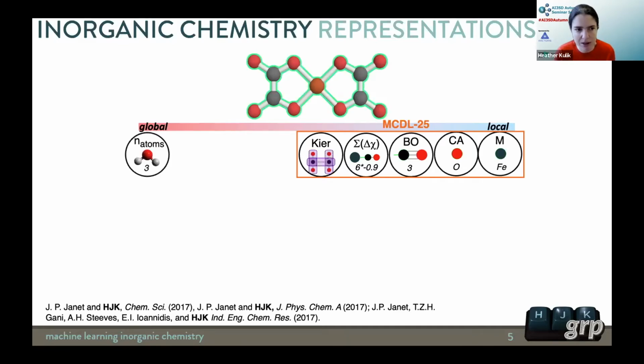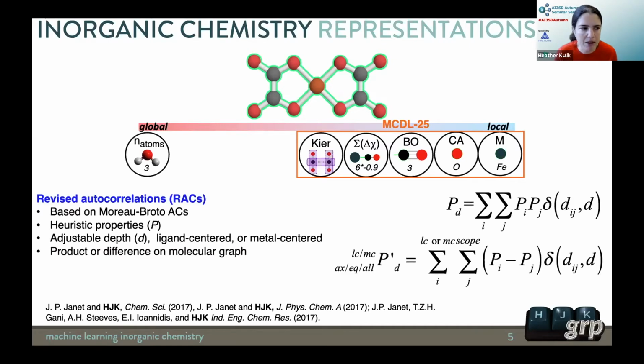But there are other properties such as the atomization energy that people sometimes want to predict. And that is a much more global all over property that depends on the number of atoms in the system. And we ultimately weren't that satisfied with this approach of choosing these ad hoc descriptors. We wanted to come up with a more systematic way to do this. And what we did was we went back to the literature and looked at something called Moreau-Broto autocorrelation functions and developed an extension tailored for transition metal chemistry that we call revised autocorrelations.